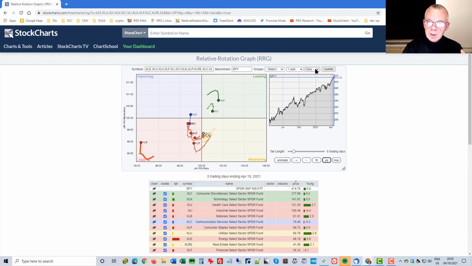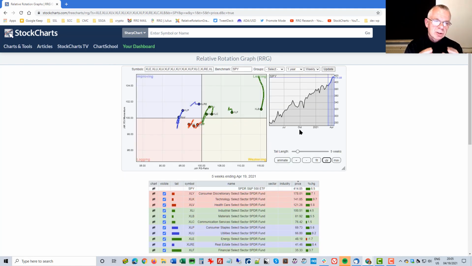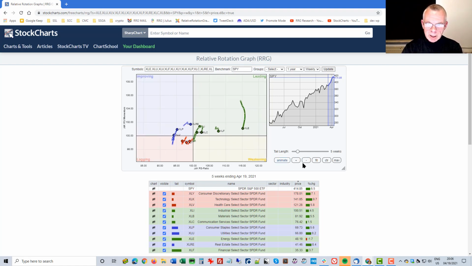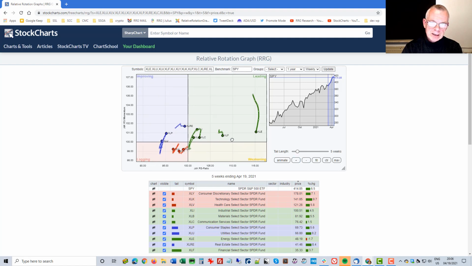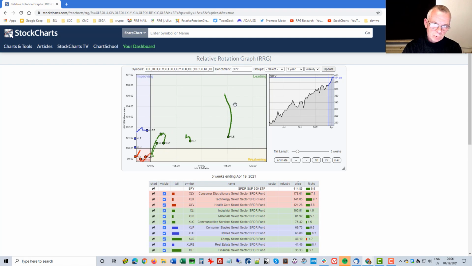Now, what does that tail do? That tail is nothing else than just connecting the last observations, the last RRG data points. And in this case, it's 5 weeks, as I said. Let's zoom in. And you can see that it actually has 5 segments. So it's 1, 2, 3, 4, and this is the 5th week. So we've got 6 points. 1, 2, 3, 4, 5, 6.